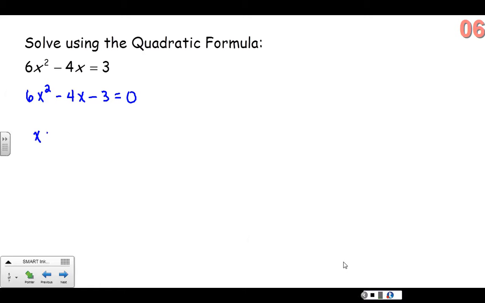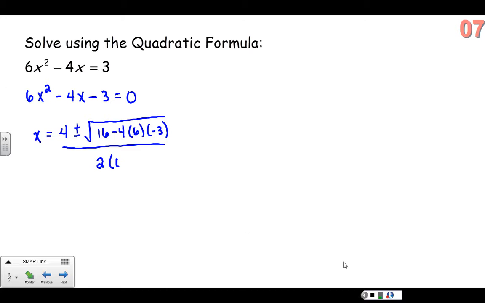So x equals the opposite of b, so it's 4, plus or minus the square root of b squared, so that's going to always be positive. When I square something, it should always be positive, minus 4 times a, which is 6, and c is negative 3 in this problem, all over 2 times a, so 2 times 6. So x equals 4 plus or minus, again we're going to have an addition under the radical, so 16 plus 24 times 3, that's going to be 72, so all over 12.